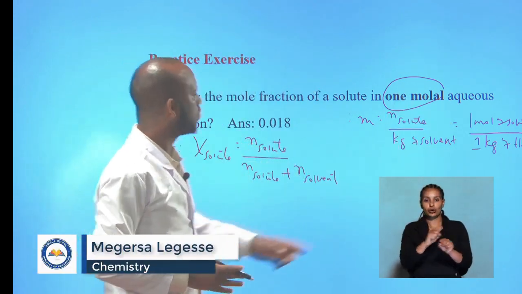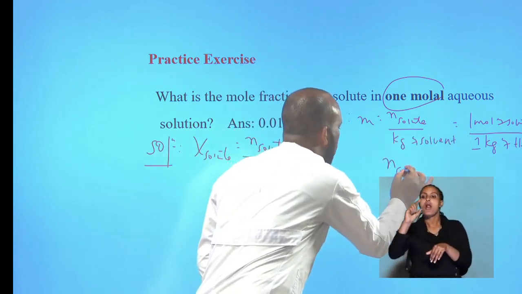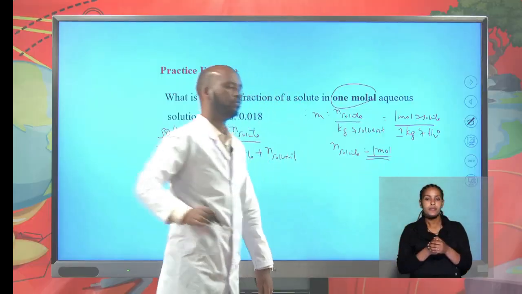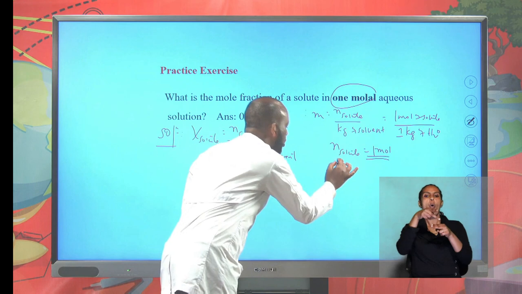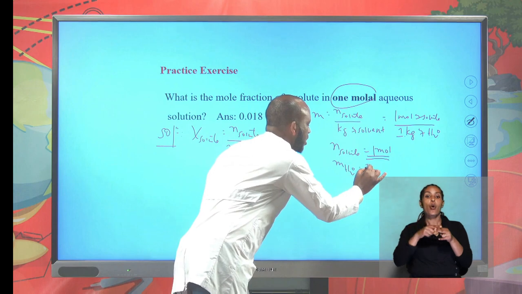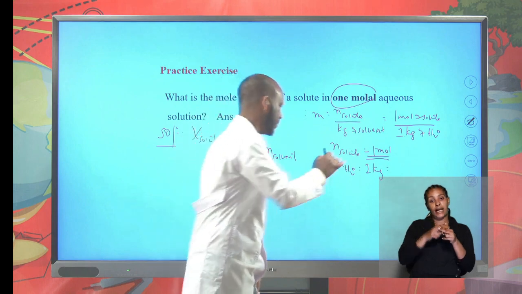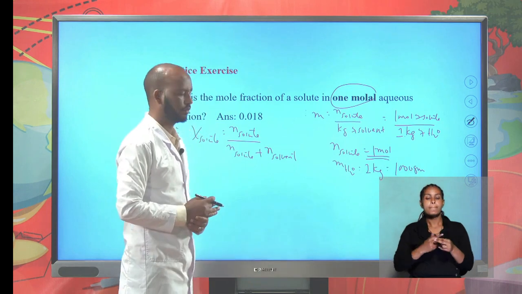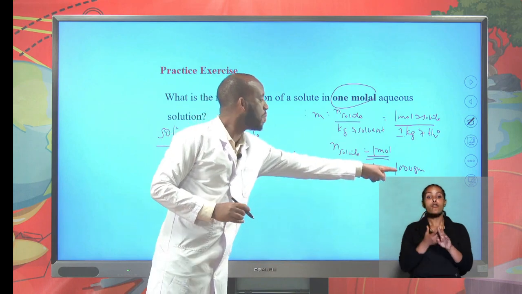From this, number of moles of solute is 1 mole. Mass of solvent is 1 kilogram. Mass of water equals 1 kilogram. In gram, kilo is 10 to the power of 3. Therefore, this is 1,000 gram. You can calculate number of moles of water from its mass.